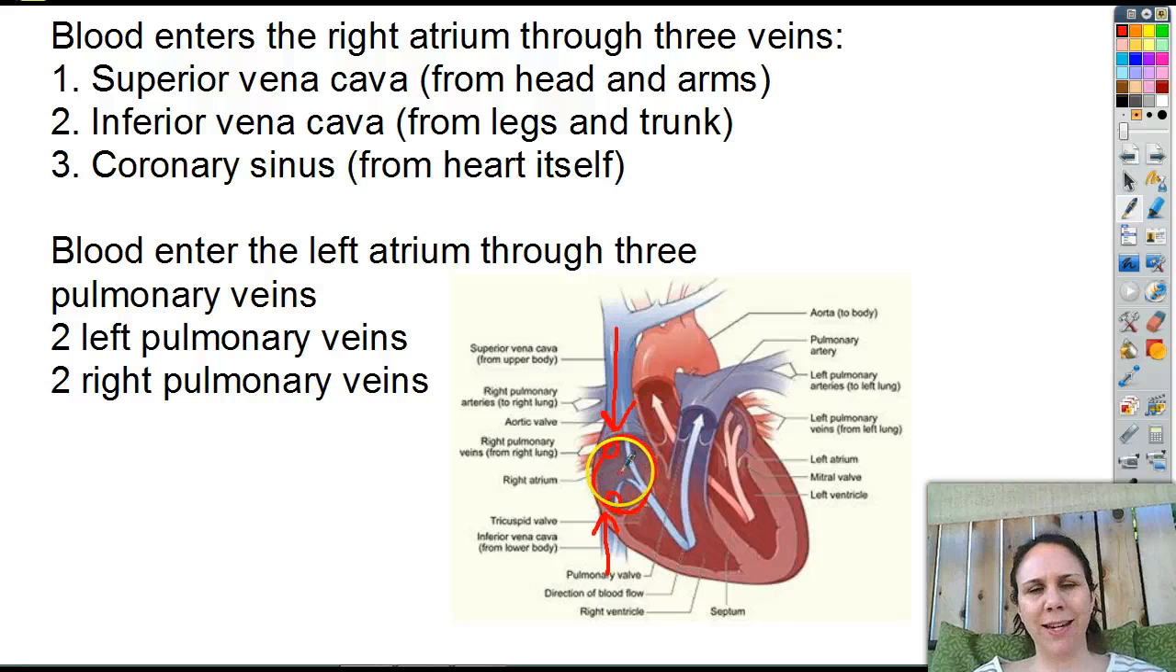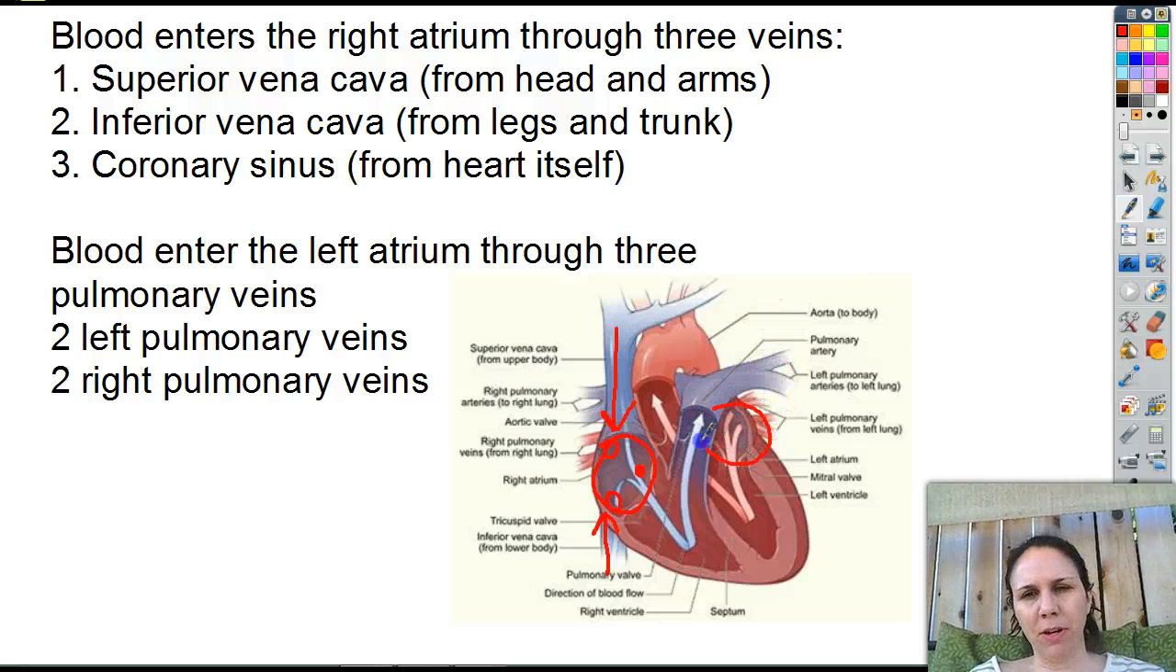But the one you're probably not too familiar with, or you usually don't see on these diagrams, is the coronary sinus, and that's from the heart itself. So the heart is a muscle, and it needs food, and so it has a little hole back here that it dumps its blood into as well. Superior takes care of the head and the arms, and the inferior takes care of legs and trunk. Basically, the diaphragm is the divider between superior and inferior.